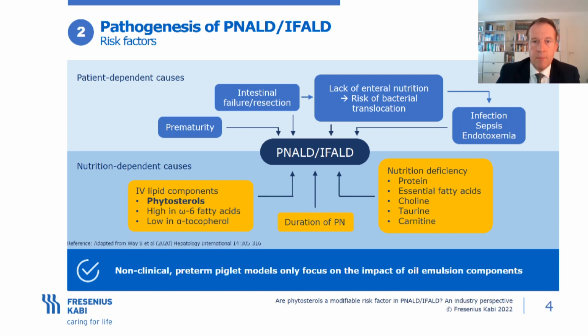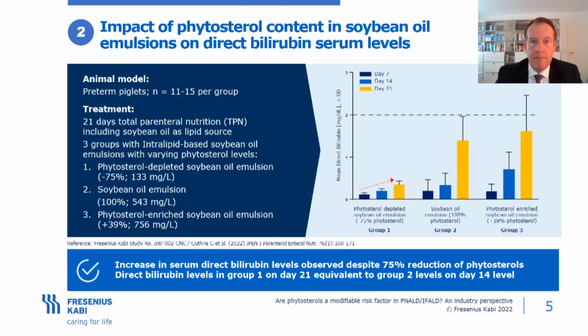In this context, it is important to note that non-clinical preterm piglet models only focused on the effects of oil emulsion components. The aim of this non-clinical study was to determine if altering the phytosterol concentration of an intralipid-based soybean oil emulsion alters the onset and severity of direct bilirubin serum levels in parenterally fed preterm piglets. The first group of animals received a soybean oil emulsion which contained 75% less phytosterols compared to the second group that received a soybean oil emulsion with normal phytosterol content. The third group was treated with a 39% phytosterol-enriched soybean oil emulsion.